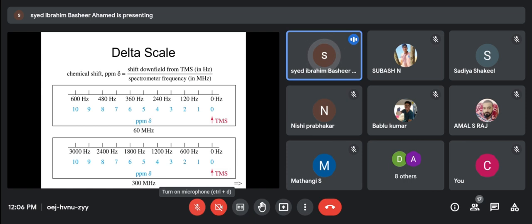I told you this is the 0, TMS. Whether it is 1, 2, 3, 4, whatever, we measure downfield from TMS. Suppose you have a 10, that means 10 divided by 60, since this is a 60 megahertz scale. Students, do you understand or not? Yes, sir.